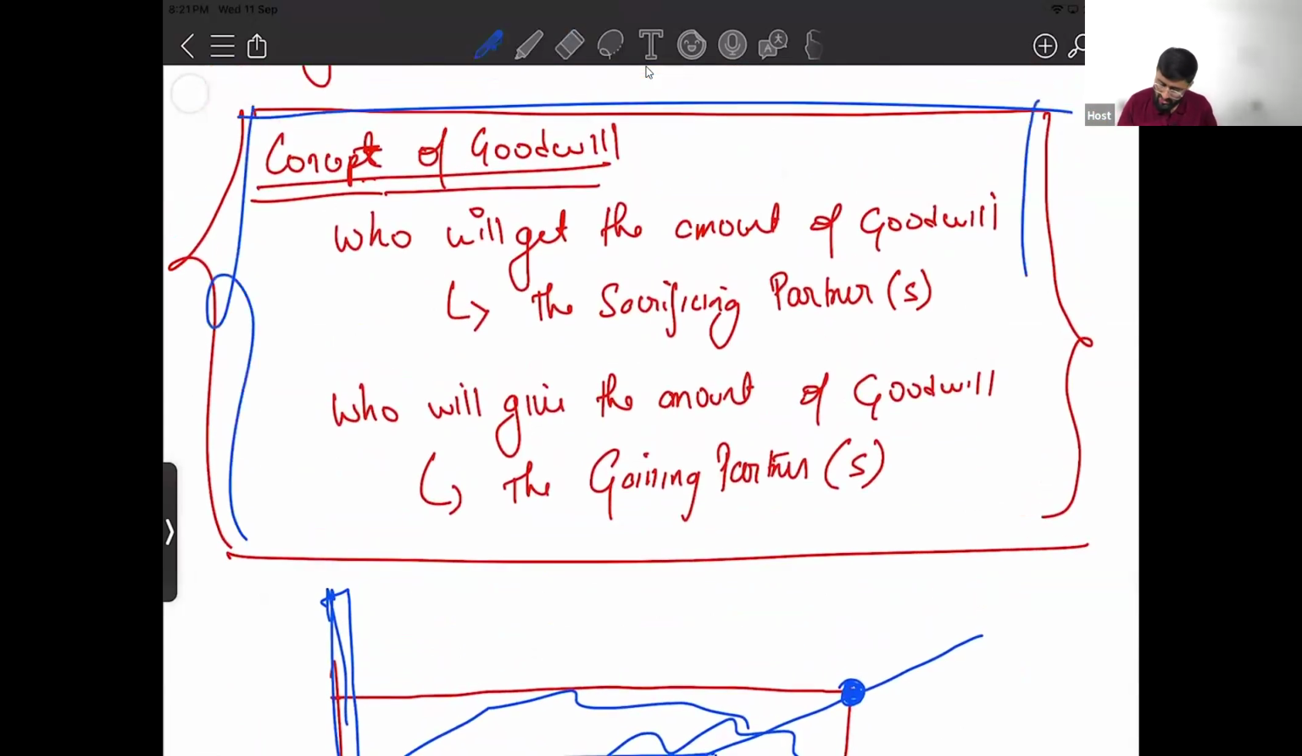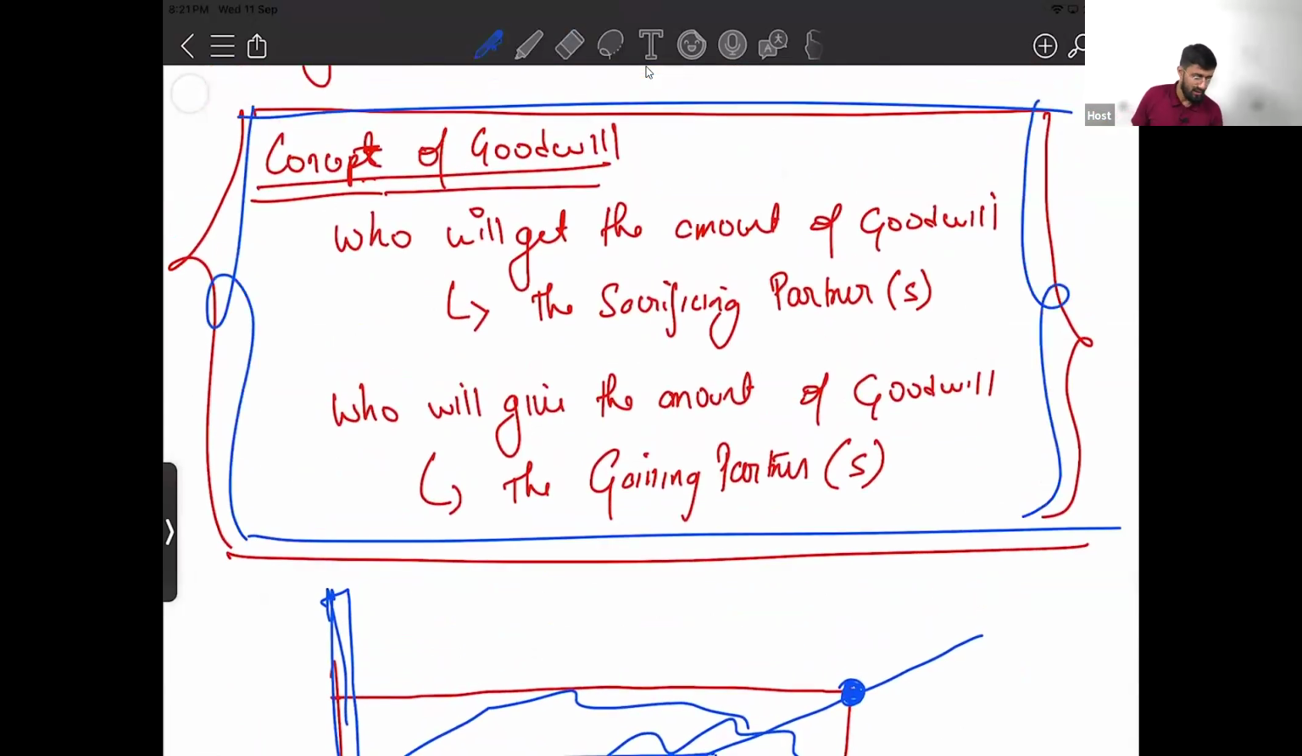I have explained it very fast. This concept of goodwill is very, very important. You know it by heart.